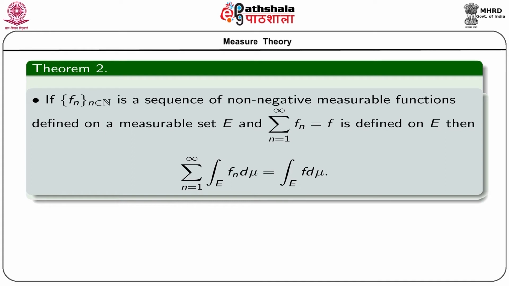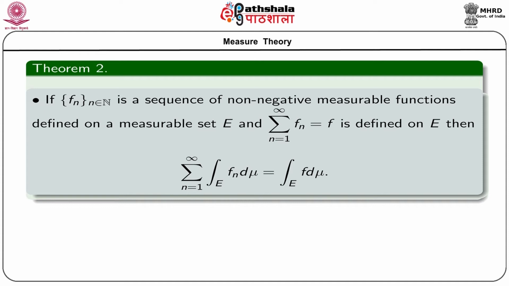If Fn, n belonging to capital N, is a sequence of non-negative measurable functions defined on a measurable set E, and the infinite sum of the series, sigma n equal to 1 to infinity Fn, is f, defined on E, then we have sigma n equal to 1 to infinity integral E Fn d mu is equal to integral f d mu over E.